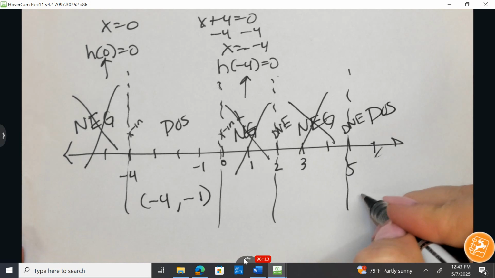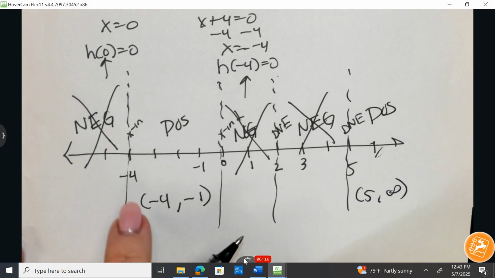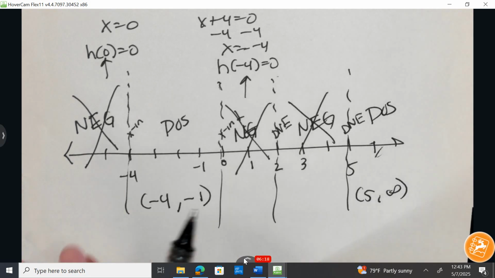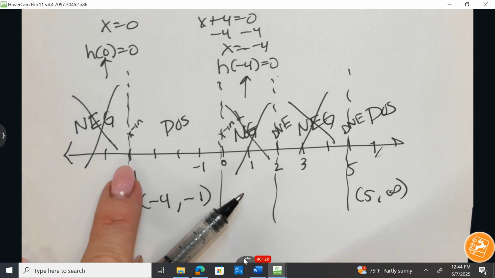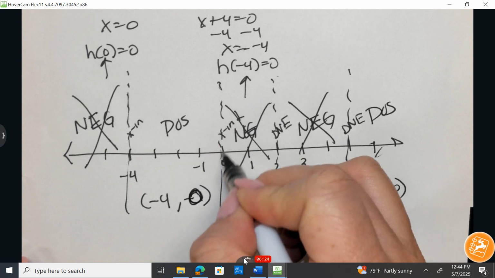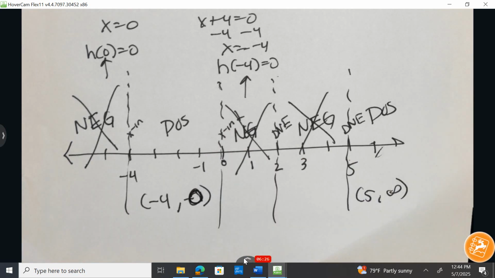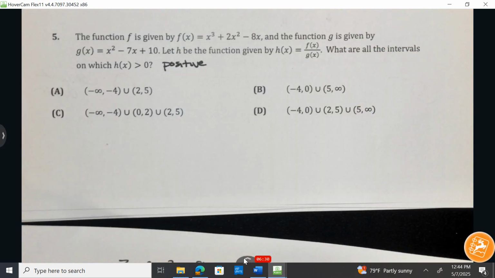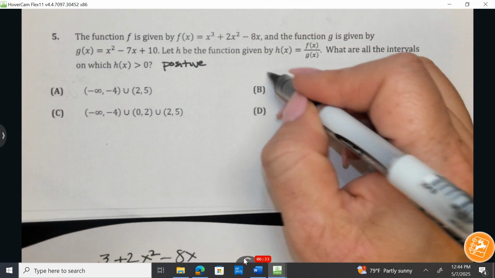So I want to choose an answer that says I can find positives on the function h of x between negative 4 and 0, and 5 and beyond. Let's look at our choices. And it looks like our choice can be found in option B.